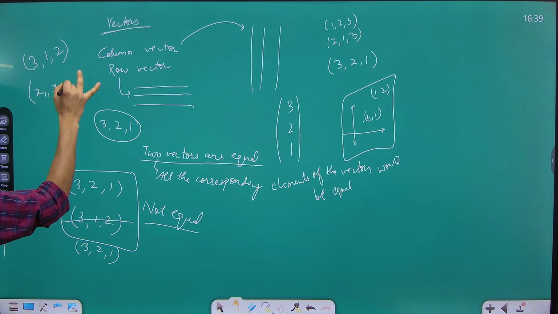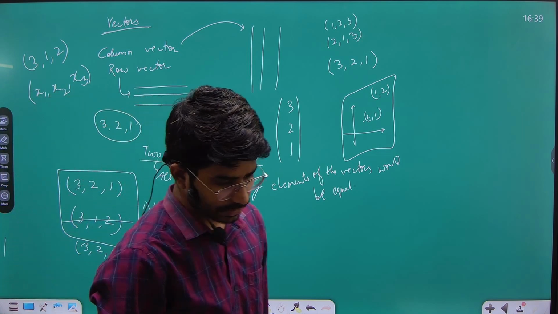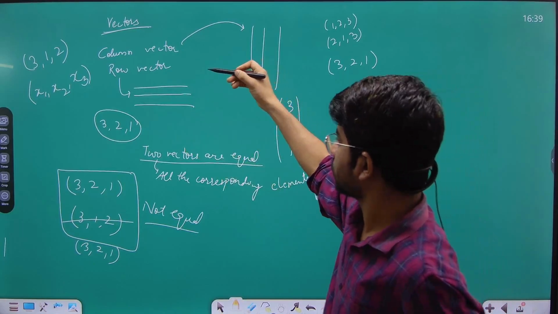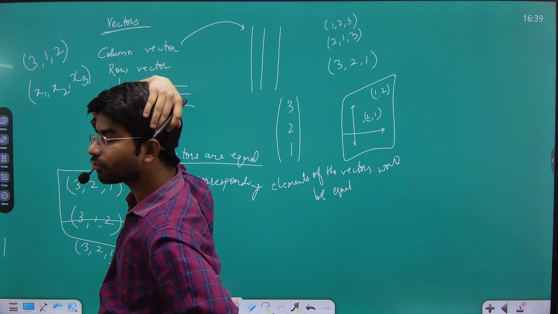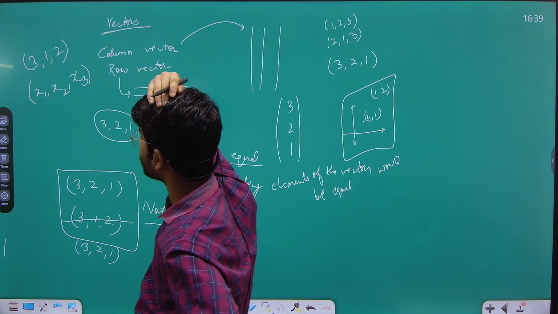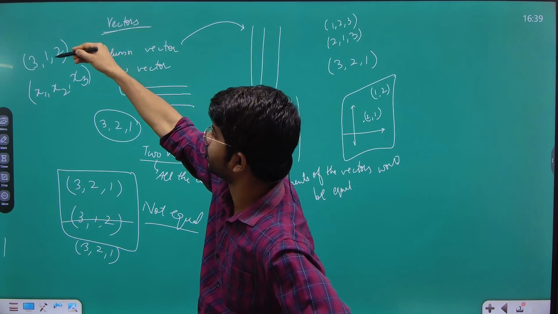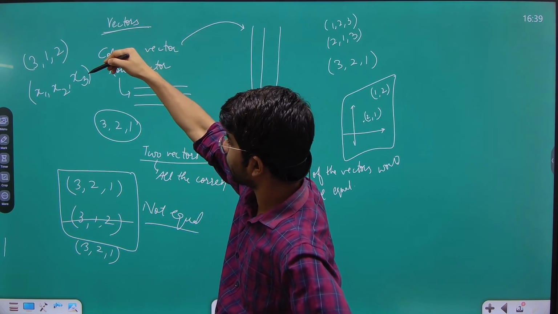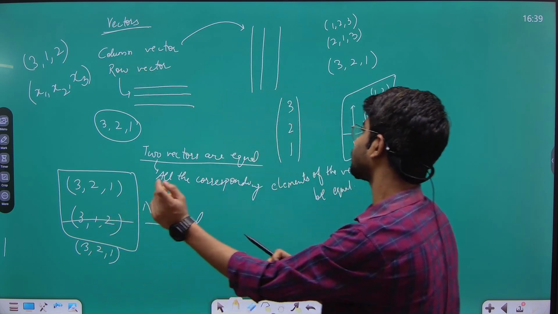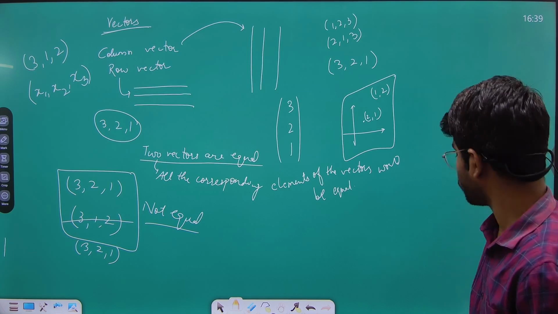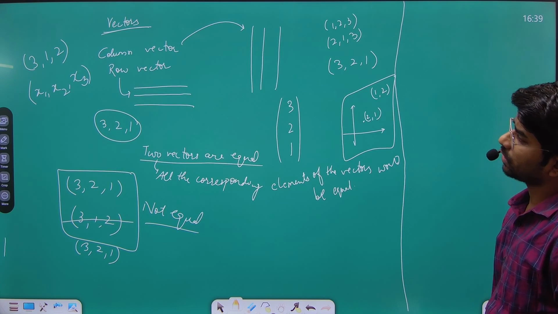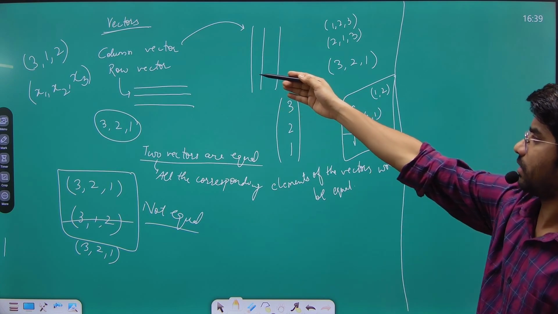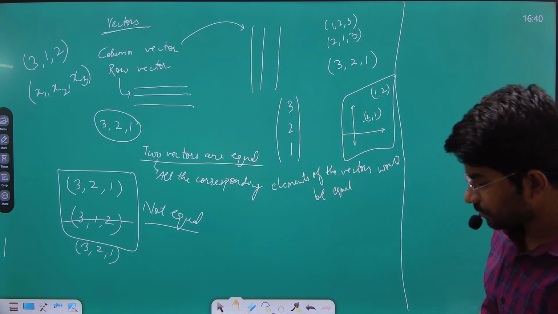Suppose you are given (3, 1, 2) and another vector as (x1, x2, x3). If you are given that these two vectors are equal, you can find the value of x1. How much would the value of x1 be? This would be equal to 3. Similarly for x2 you can calculate that the value of x2 would be 1. Similarly for x3 you can calculate that the value of x3 would be 2.